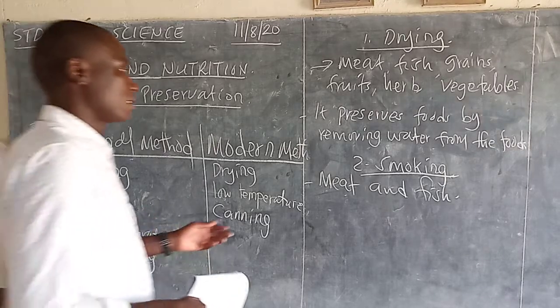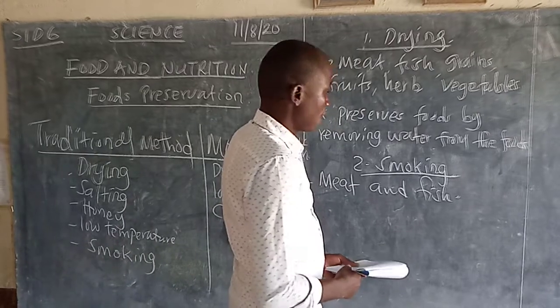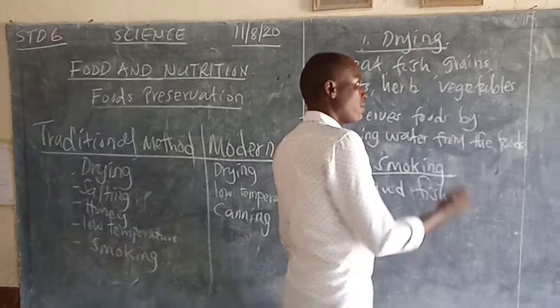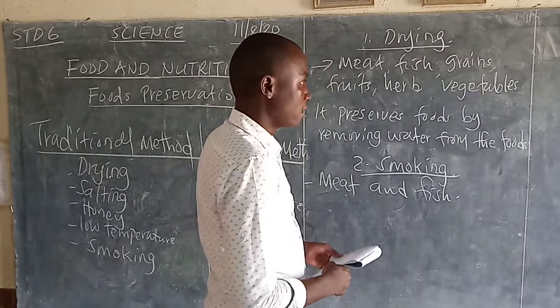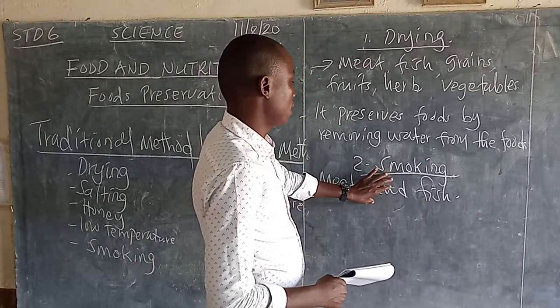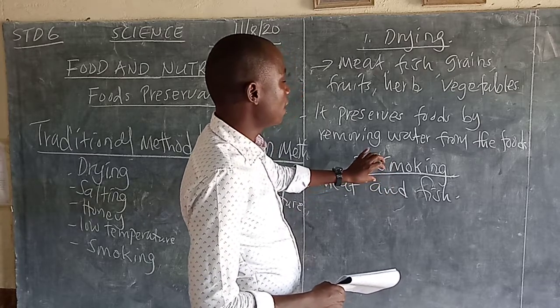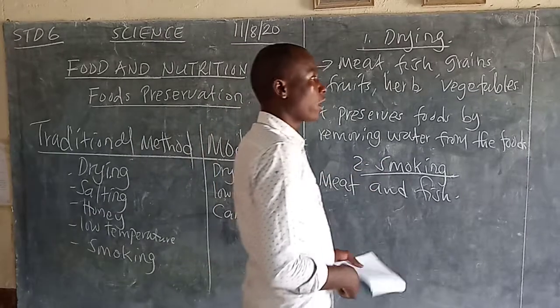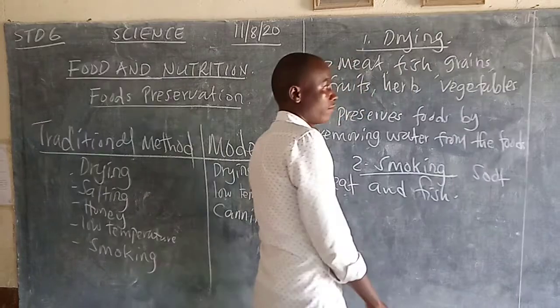How is it done? Smoking is mostly done by setting a fire and then having something like a wire mesh above the fire, and you spread your food above it. So the food is being dried by the heat coming from the fire and the smoke. And how does it happen? The smoke will coat the food. It will produce something called soot. It will coat the food.